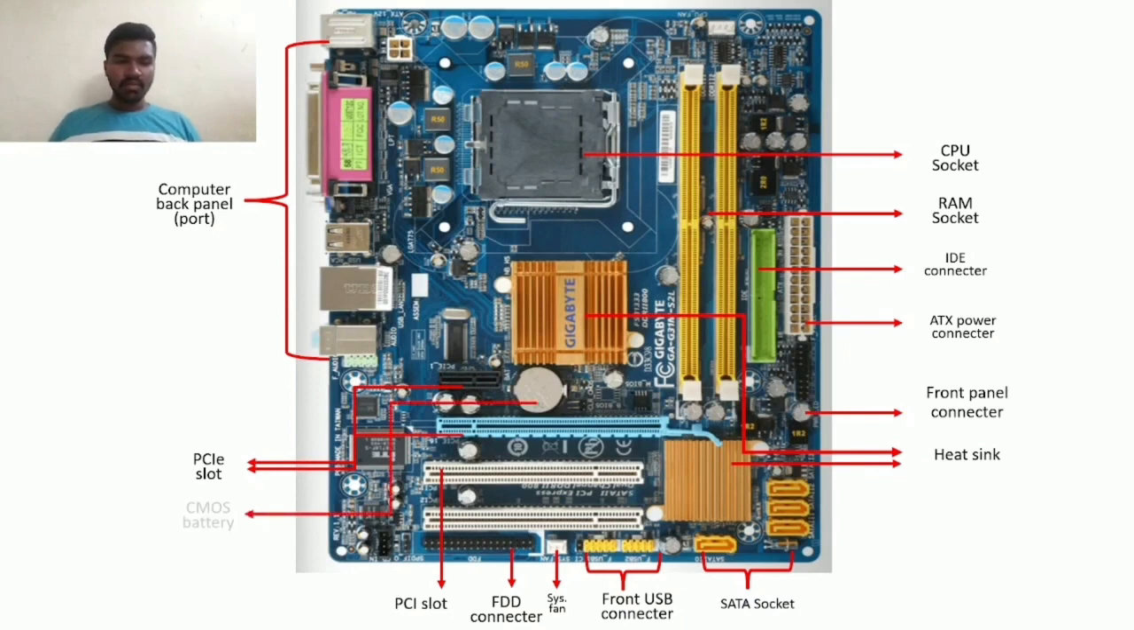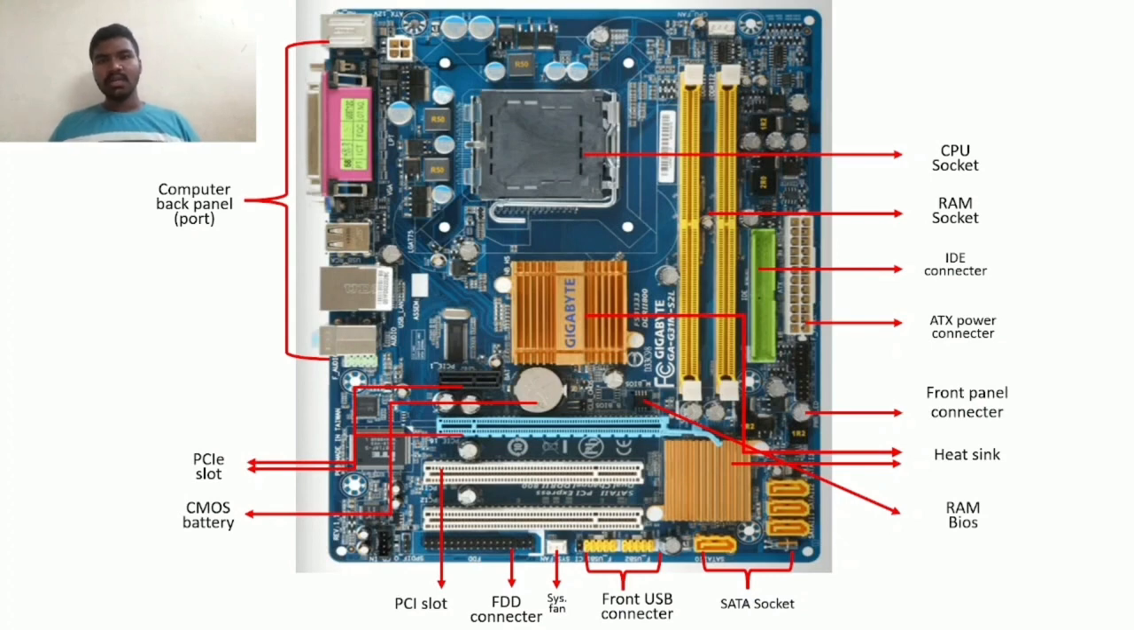The next component is CMOS battery. The CMOS battery is a memory battery, a lithium battery such as a lithium coin cell. It has a life of 3 years when the power supply is unplugged or the computer is switched off.